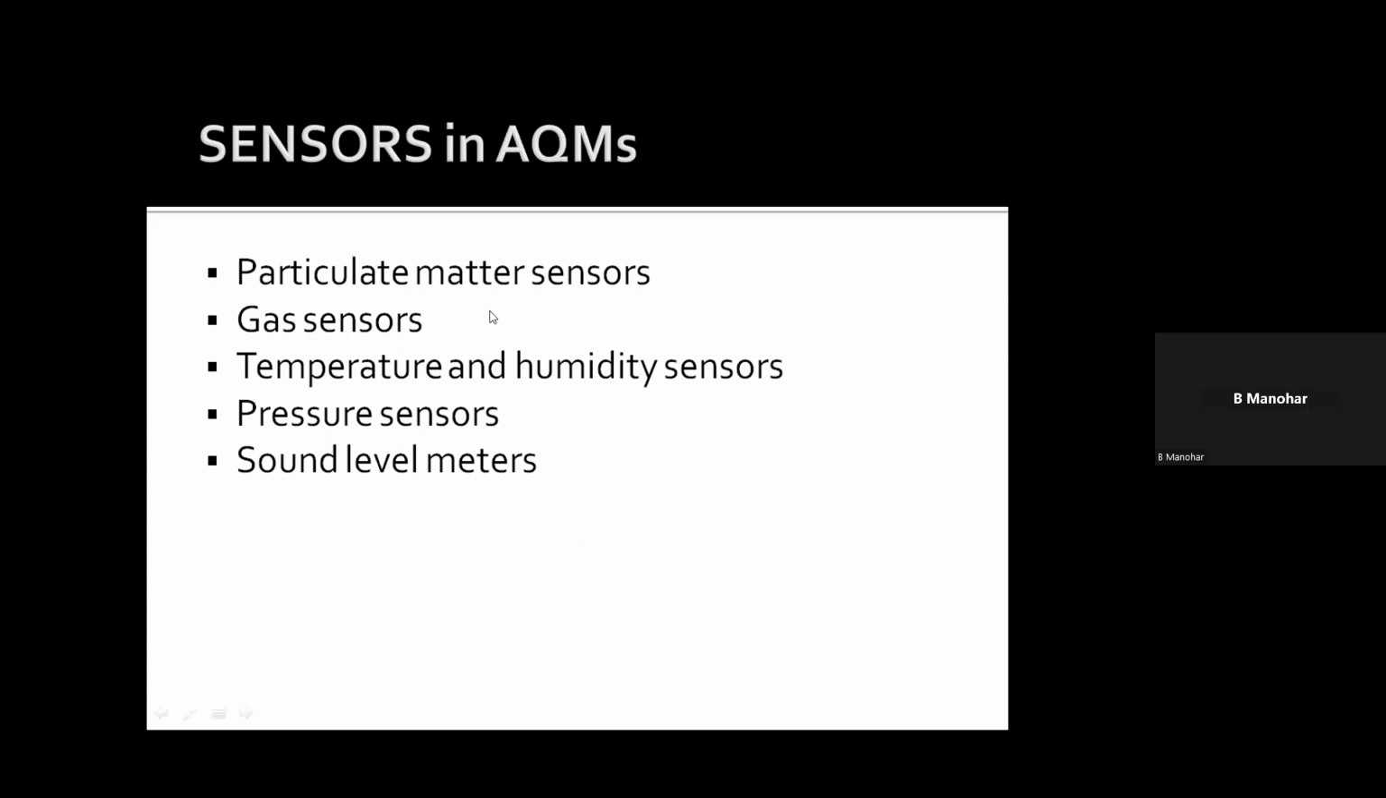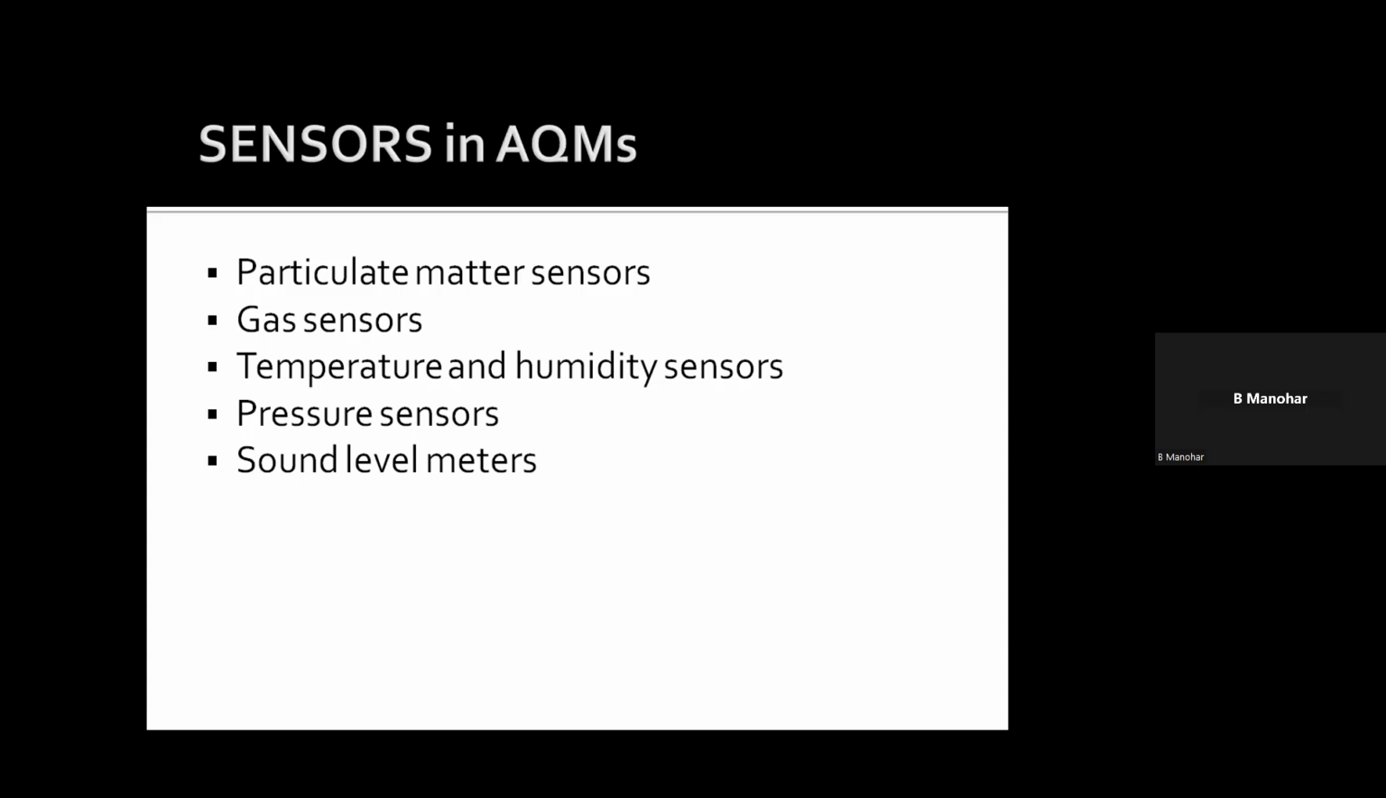We discussed particulate matter sensors. These are the sensors which can detect small particles or droplets, measured in micrometers, that we inhale every day. Gas sensors are those which can detect some gases, including air pollutants present in the environment. Temperature and humidity sensors detect the temperature of the environment. Pressure sensors can measure the atmospheric pressure of the environment, which can be useful for further calculations and corrections of the concentrations of these air pollutants present in the environment.